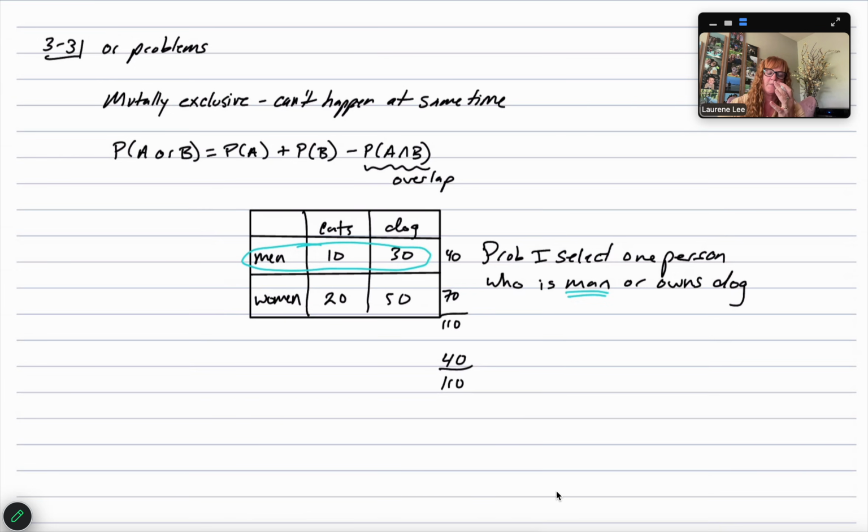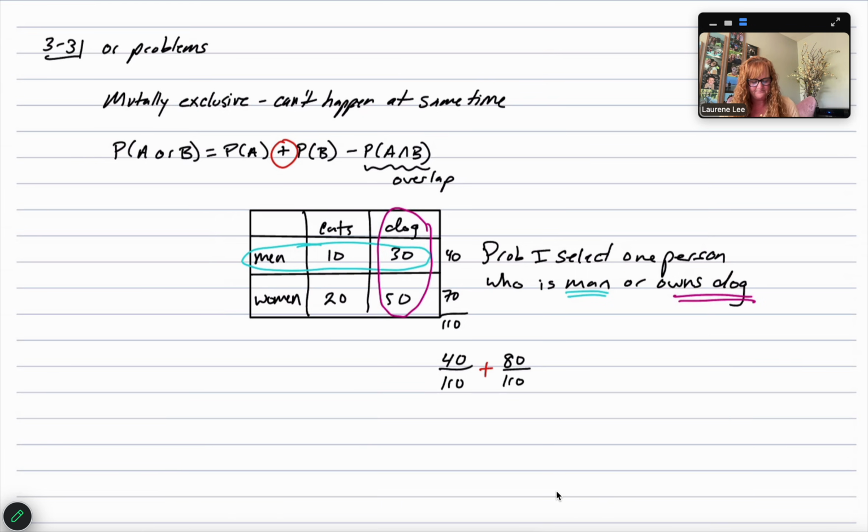The probability of a man is how many men over the total. Now let's do dogs. How many people are there that own a dog? Well, that's all of these people right here. So here there's a total of 50 plus 30 is 80 out of 110. And the formula says up here that I'm going to have to add them.